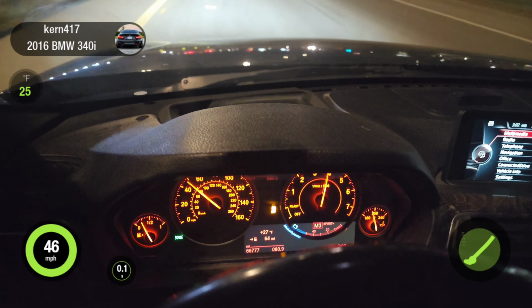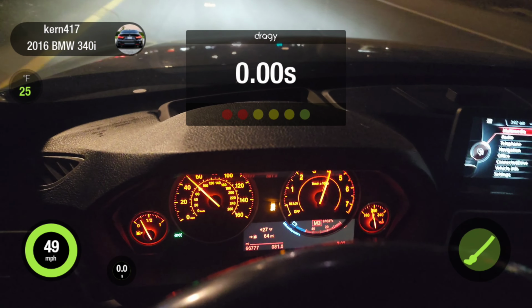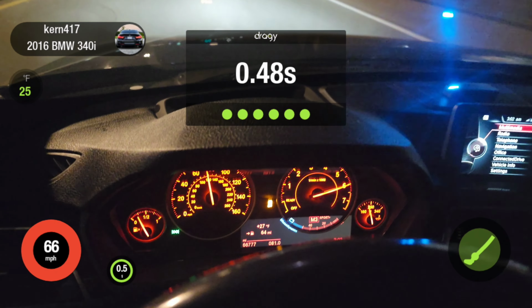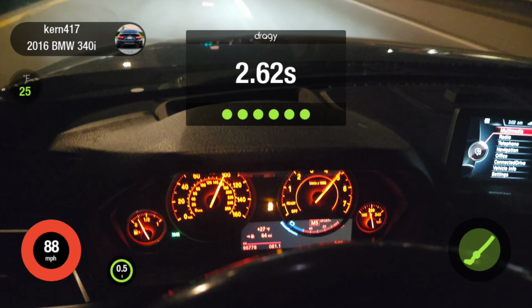So get the car rolling. I usually start around 50 miles an hour, and by 60, the car is full steam, pulling as hard as it can, and I can just let it continue through the rest of the pull.